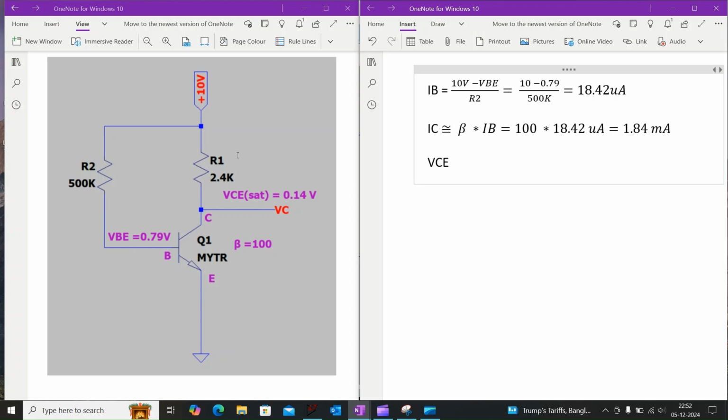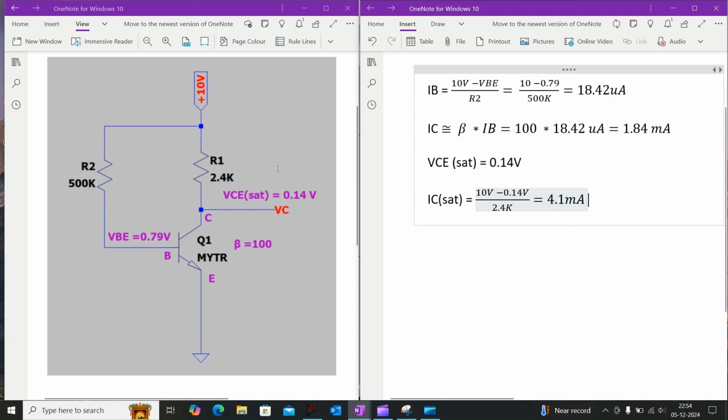As you know, the collector to emitter saturation voltage will be 0.14 volt. That means when the transistor is operating in the saturation region, the voltage between the collector and emitter will be 0.14 volt. So in the saturation region, collector current IC sat is equal to 10 volt minus 0.14 volt divided by the collector resistance 2.4 kilo ohm, which is equal to 4.1 milliamps. This is the value of the saturation current.